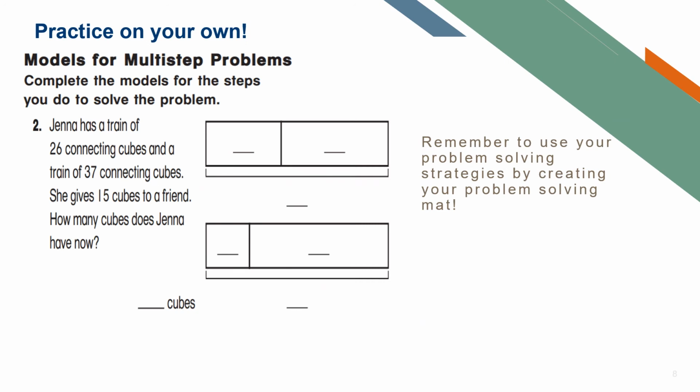Now it's time to practice on your own. You have 3 problems that you're going to work on and solve on your own. Problem solving subtraction. Label the model, write a number sentence, and solve for the missing number. Remember to use your problem solving strategies by creating your problem solving mat. I'm going to give you a couple minutes to solve those 3 problems and use your problem solving mat to help. And then we're going to come back and check the work together.